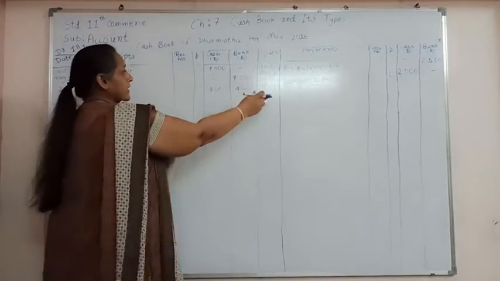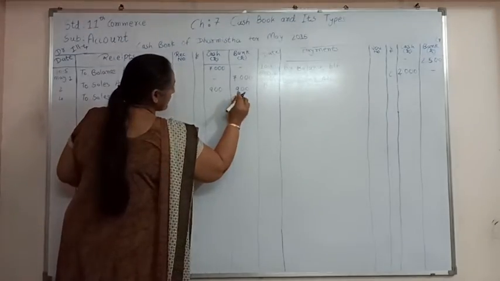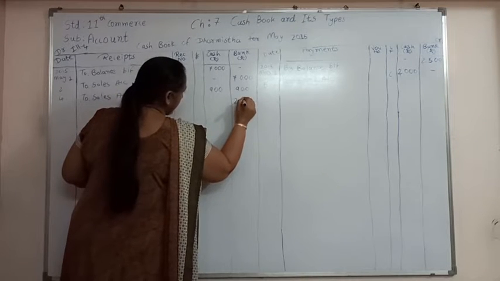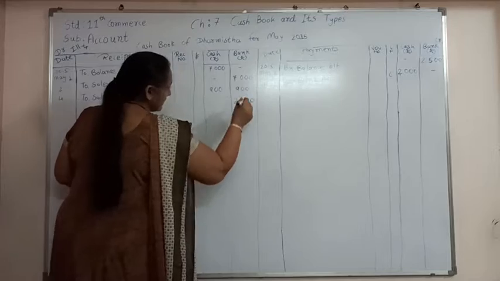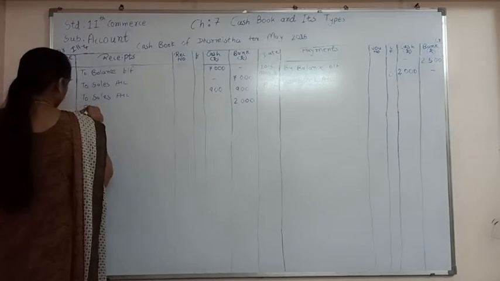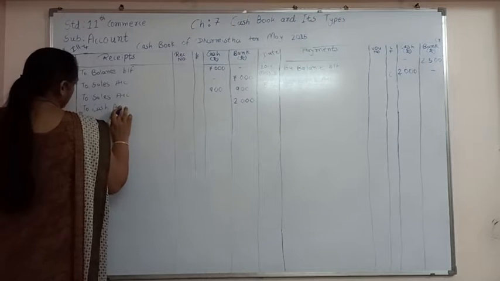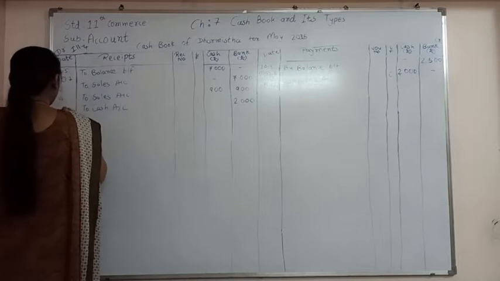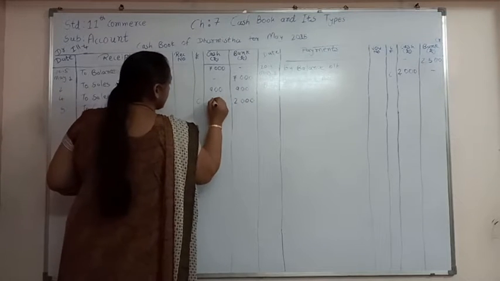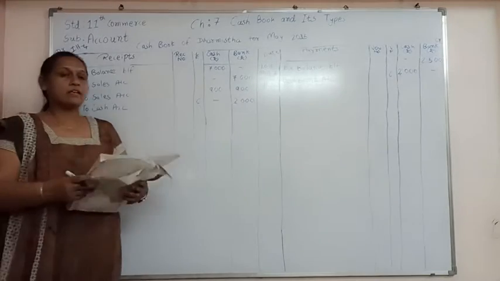And again the same 2,000 we are receiving in the bank. So here in the bank column, on the debit side, we will write 2,000 rupees that we have deposited, to cash account. So this is called a contra transaction, and for that, on both sides we will write C as a contra transaction.